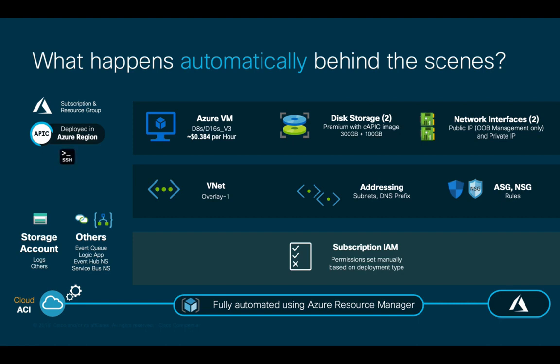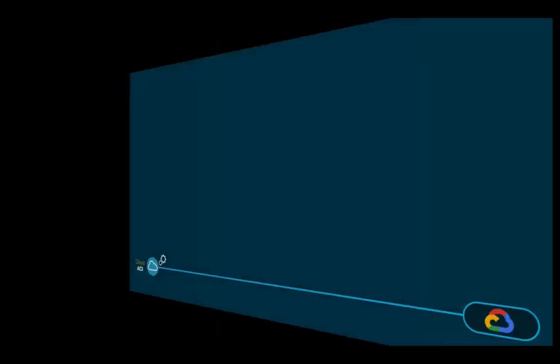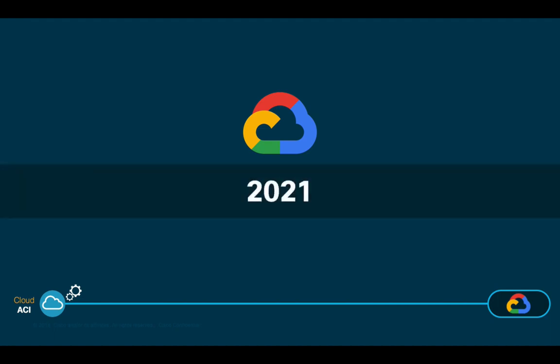Just like with AWS, a key pair defining the deployment settings will be needed if you need to access your Cloud APIC instance through SSH. If you're using Google Cloud instead, Cloud ACI will also support it in a very similar way very soon. I will upload a video on how to configure it when it happens, so stay tuned.